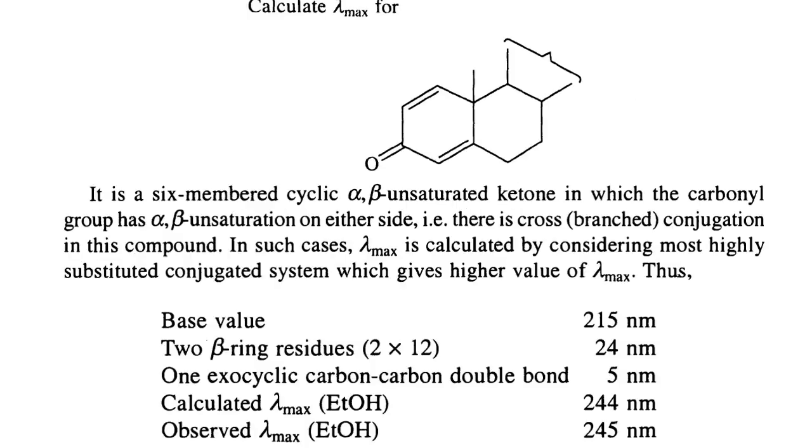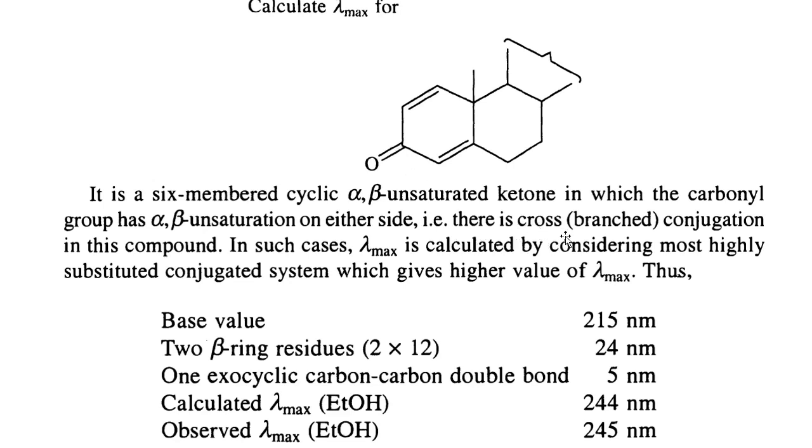Right? It is another important molecule. It is a 6-membered cyclic alpha beta unsaturated ketone. But this molecule has the carbonyl group with 2 alpha beta unsaturations on either side. You can see there is an alpha beta unsaturation on this side, and another alpha beta unsaturation on this side. That is alpha beta unsaturation on either side of this carbonyl group.